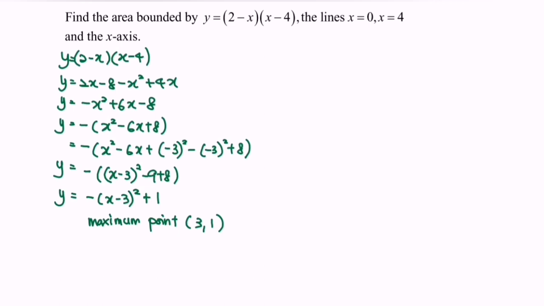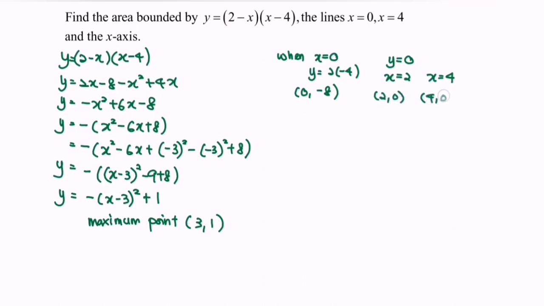So given the situation when x is equal to 0, we will obtain y equals 2 multiplied with negative 4. So meaning that we will have the point 0, negative 8 for the y-intercept. When y is equal to 0, we will obtain x equals 2 and x equals 4. So where we have the x-intercepts 2, 0 and 4, 0.